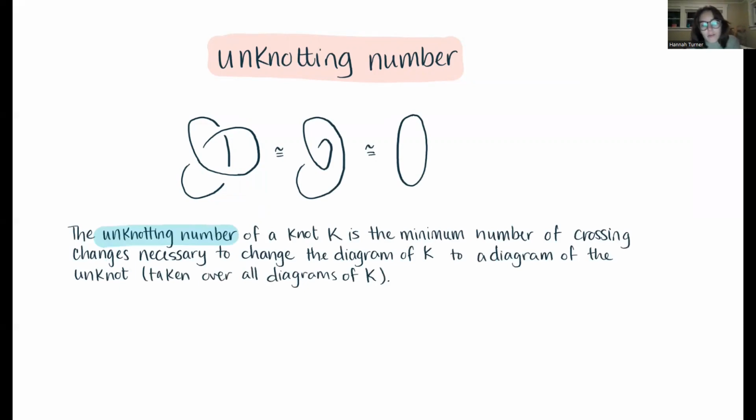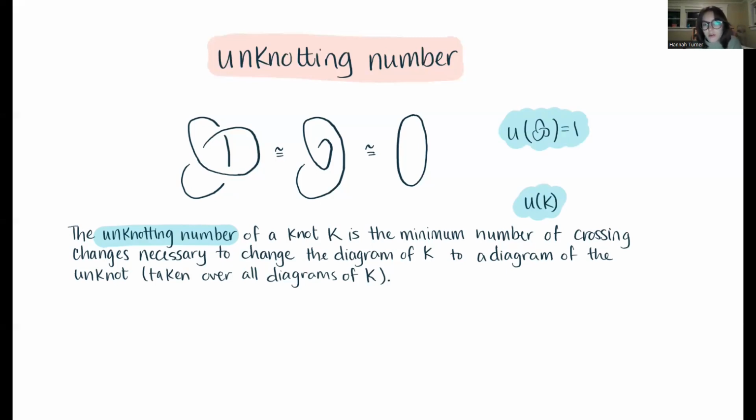Right. And so a definition of the unknotting number is the minimum number of crossing changes that you need to change a diagram to a diagram for the unknot. And the problem with this definition is that it might depend on what diagram you choose, how many crossing changes that needs to be. So you need to take a minimum over all the diagrams of K, which just sounds extremely cumbersome. Notation is U of K.